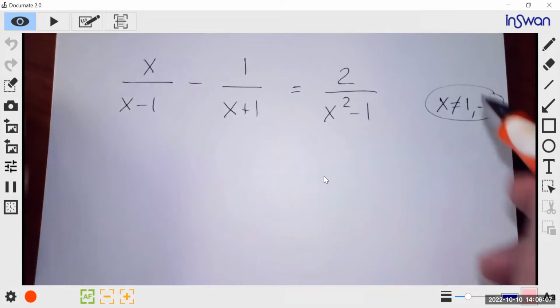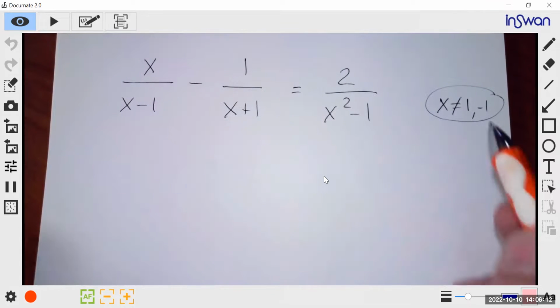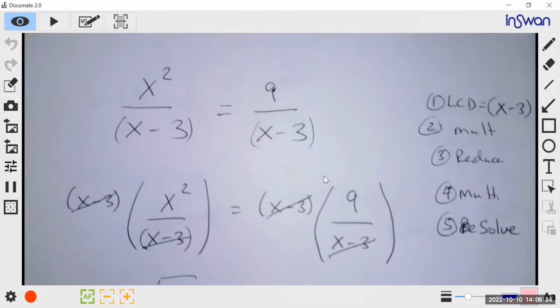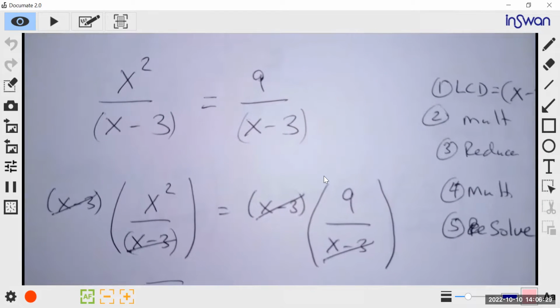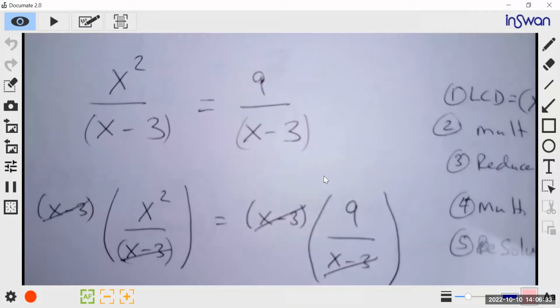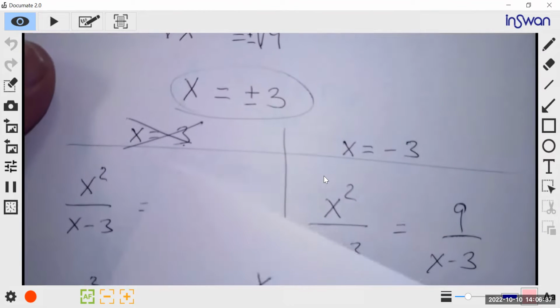Right, because this tells me my restriction of x. Once I finish solving it, if it's either one of these, I can't use it. Remember back, let me see, where is that one? In this one, what x can I not use? X minus 3, so I can't use x equals 3. Well, one of my answers was x equals 3, so I can't use it.